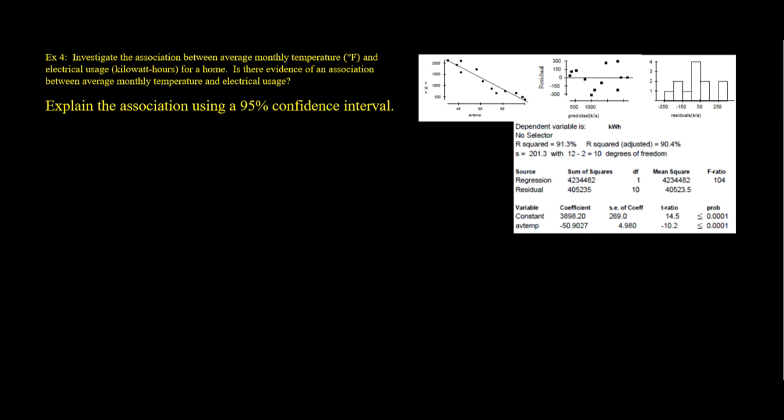Explain the association using a 95% confidence interval. Since we just have the statistics here, it's a computer printout, we're going to have to find this by hand. Degrees of freedom are 10. T star with 10 degrees of freedom will equal 2.22814. We can find that from a table, or more accurately doing an inverse t in the calculator. The standard error of the slope equals 4.980.